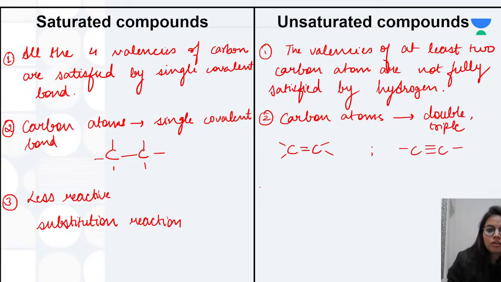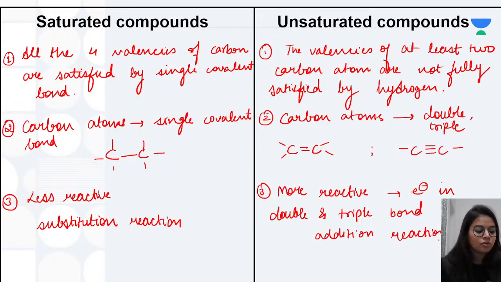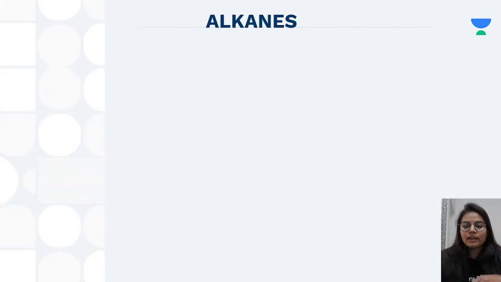And talking about the unsaturated compounds, they generally are a bit more reactive. Why? Because they have electrons in double and triple bond. So they undergo addition reaction. Okay, I hope that is very much clear to you. Now let us move on to alkanes.